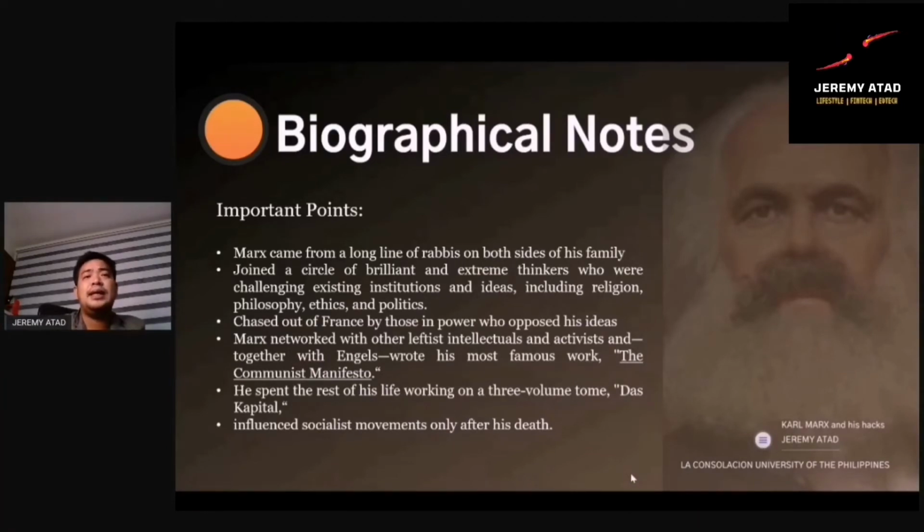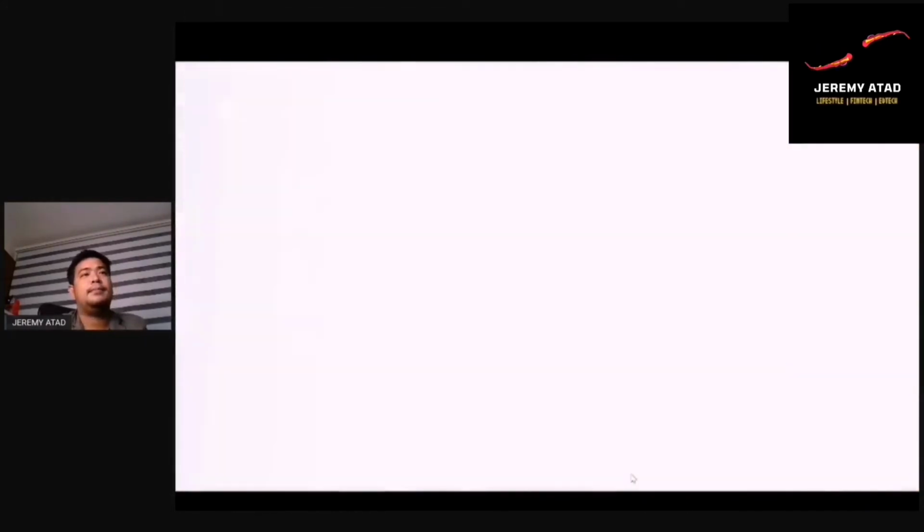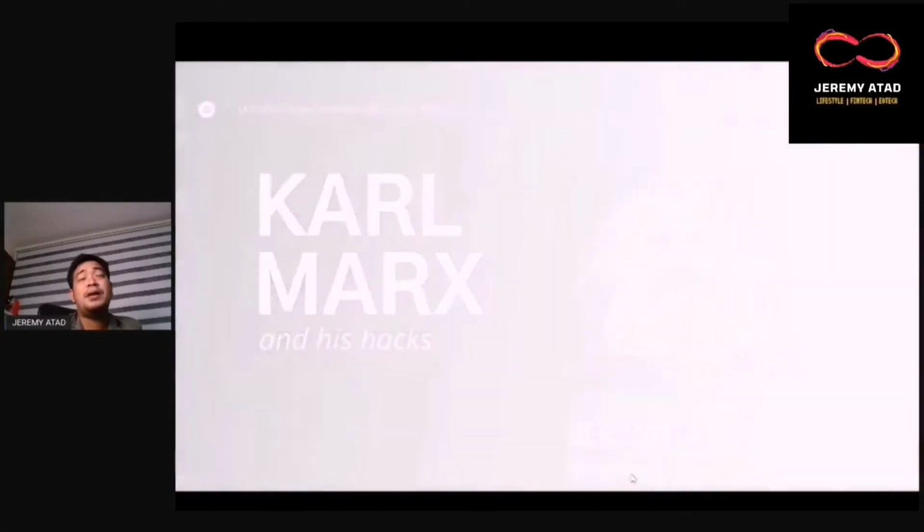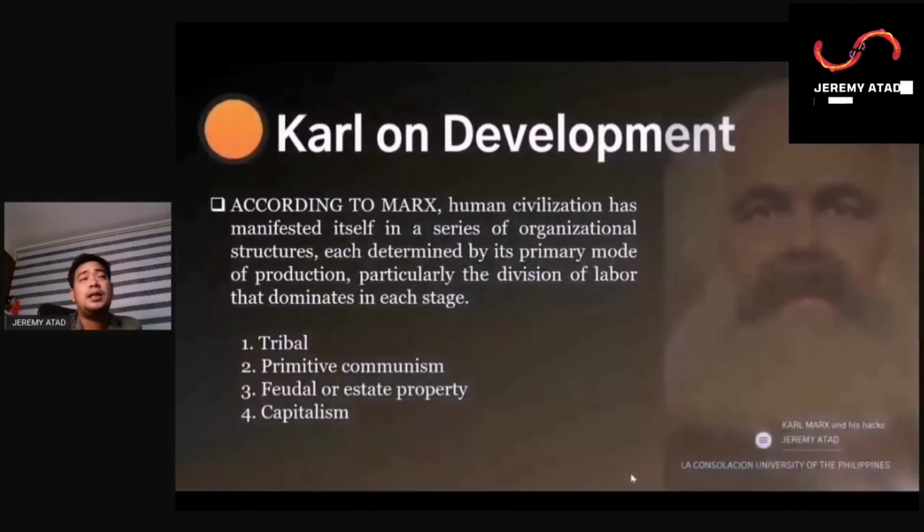And up to this day, the ideals of communism continue to be a vital part of society, more specifically in the Philippines, where the voice of the people could influence important legislations of our time. All right, so that's for the biographical notes. Let's proceed to his influence on development.